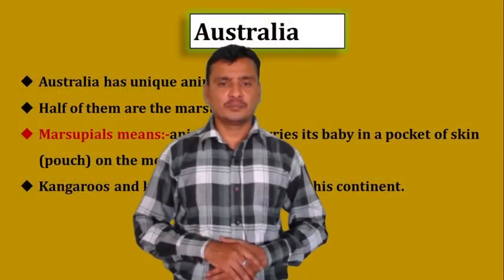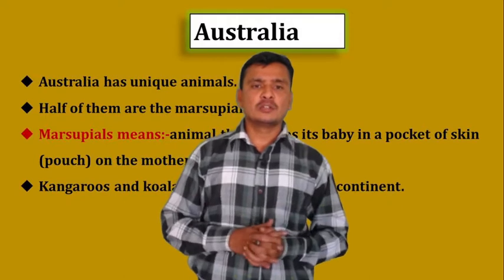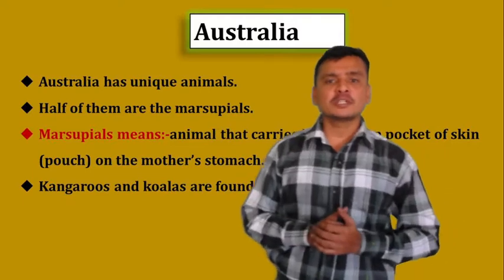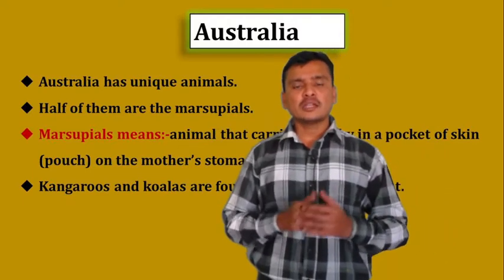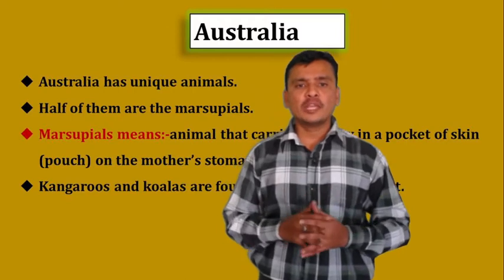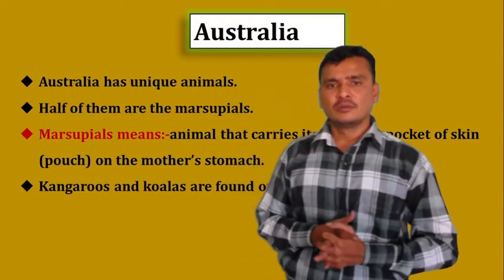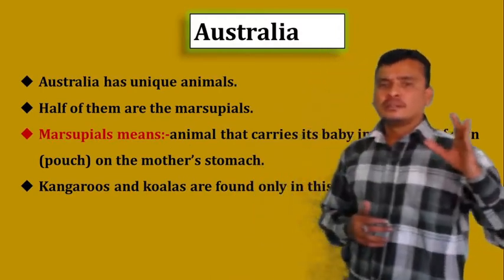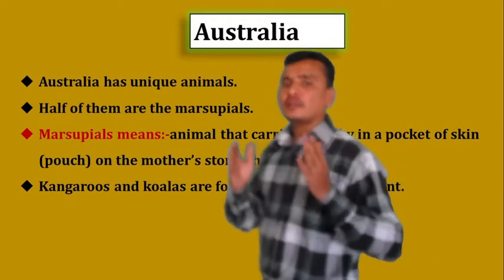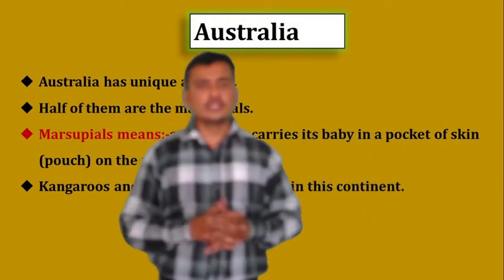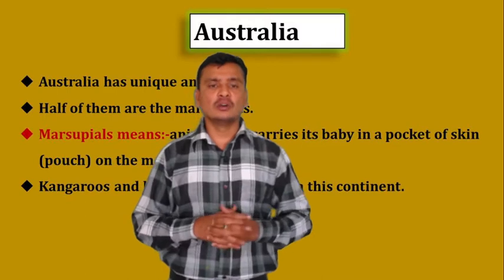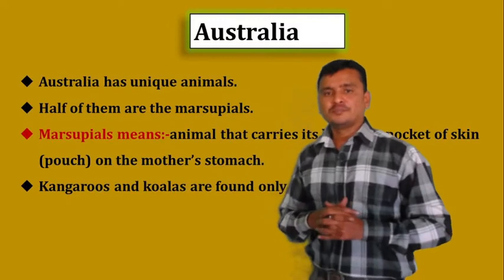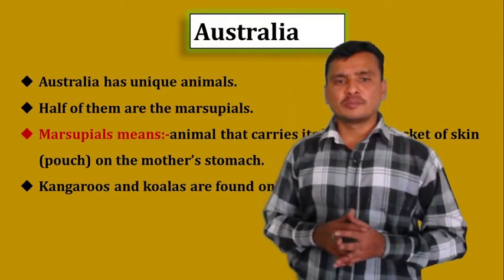Now see Australia. We are going to move towards Australia now. Australia has different features than the other continents, and these are unique animals. Half of them are marsupials. Marsupials means what? Animals that carry their baby in a pocket on their skin, or pouches on their body, especially on the mother's stomach. On the mother's stomach, it is known as marsupial.